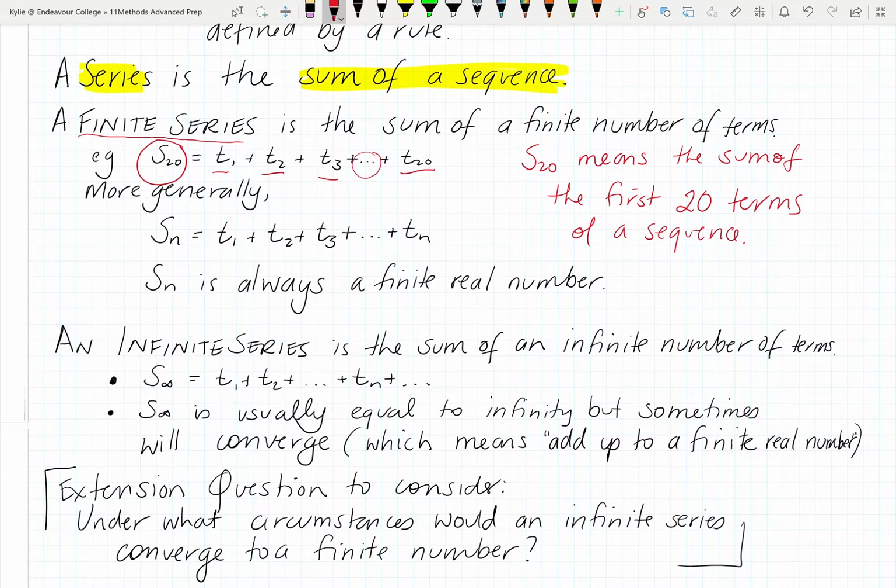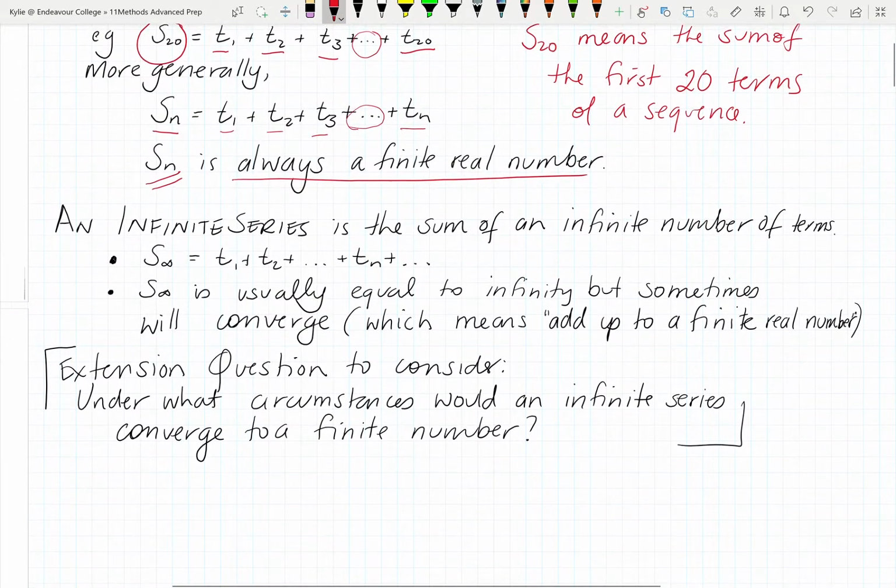Generally speaking, Sn, which is the sum of n terms, is going to be term 1 plus term 2 plus term 3 plus all the terms in between up to our nth term, whatever we decide n to be. And one of the reasons that we'll be working with finite series rather than infinite series is that the sum of a finite series is always a finite real number, which basically means it's one of the numbers that we're used to dealing with.